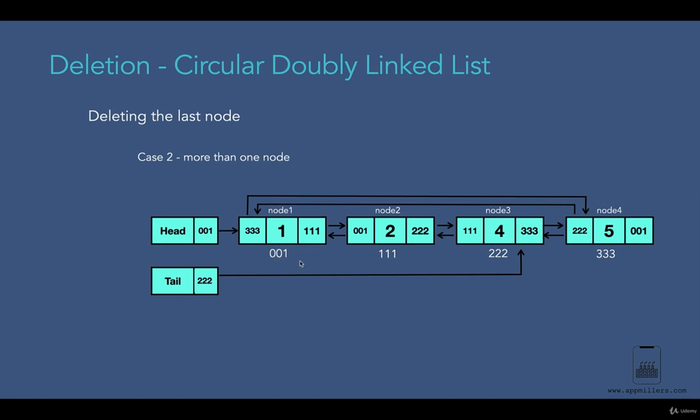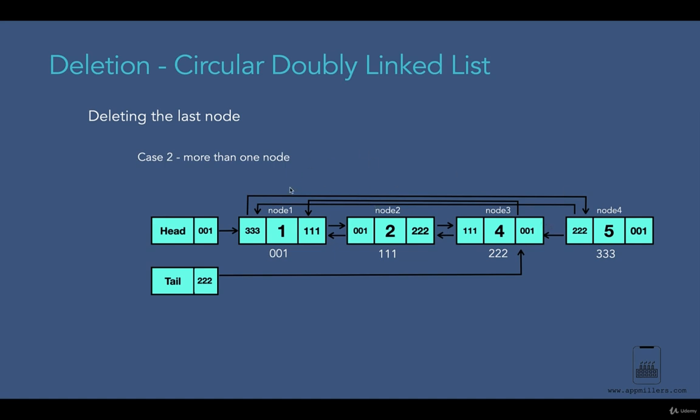And node 1's physical location is 001. So this means that if I update the next reference of node 3 to 001, it's going to create a link between node 3 and node 1 over here. And a link between node 3 and node 4 gets deleted.